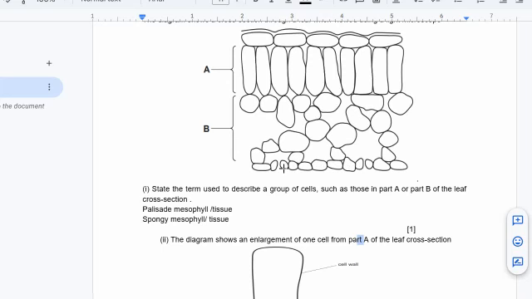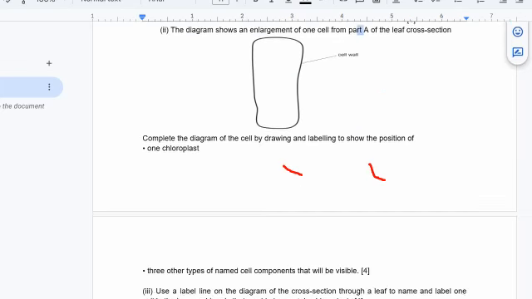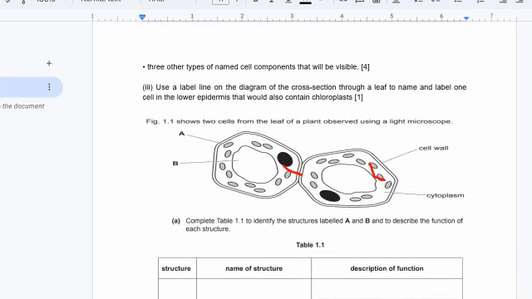So we can label this one, the chloroplast. We can draw a straight line like this and label it. Then this is the guard cell. The guard cell contains the chloroplast. So hopefully you will get the answer of this question as well. Now the other question of this paper.